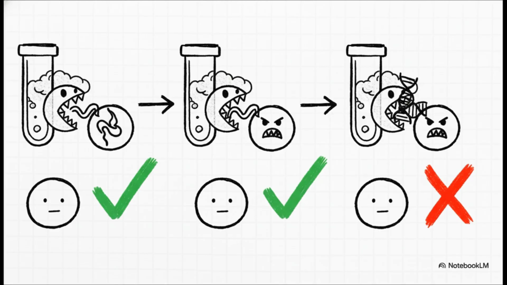Still happened. But then, and this was the absolute game changer, they added DNase, an enzyme that chews up only DNA. And just like that, the transformation stopped dead in its tracks. And boom, the verdict was in. It had to be DNA.